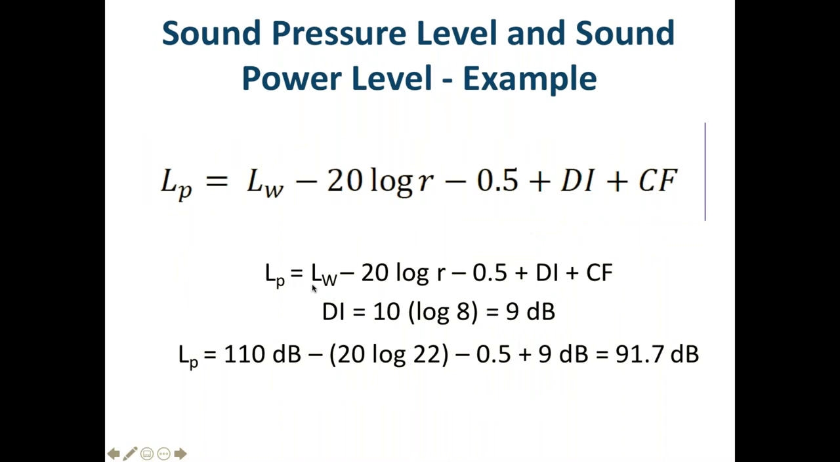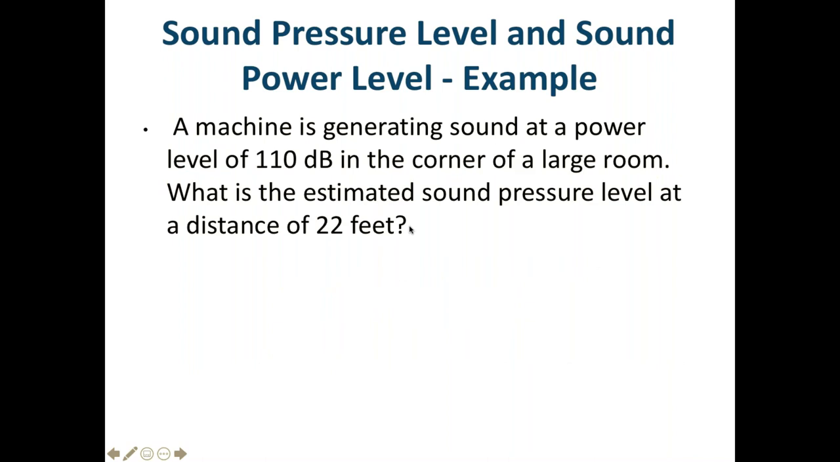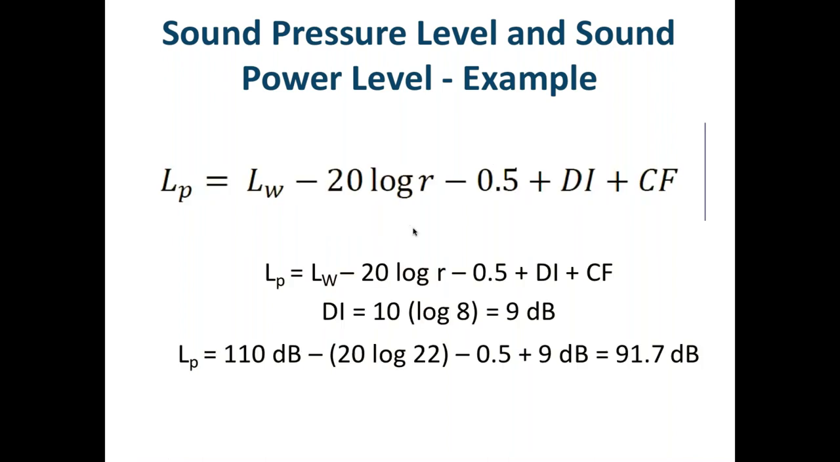So sound pressure is equal to the power level minus 20. 110 decibels. Okay, so LW is 110 decibels minus 20 times the log of the radius. This is in English units now. Minus 0.5 plus the directivity index. So it's in a corner, correct?